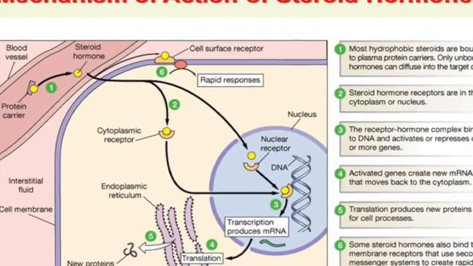So, basically steroid hormones, as you know, can cause changes within a cell by first passing through the cell membrane of the target cell. As hormones are fat soluble, they will pass through the cell membrane easily. Firstly, the steroid hormones will bind with the specific receptor that can only be found in the target cell.